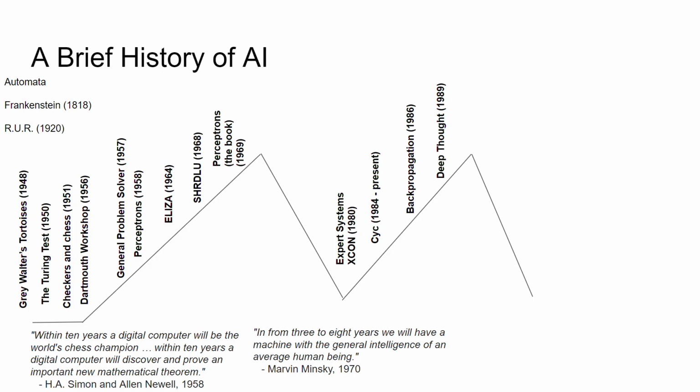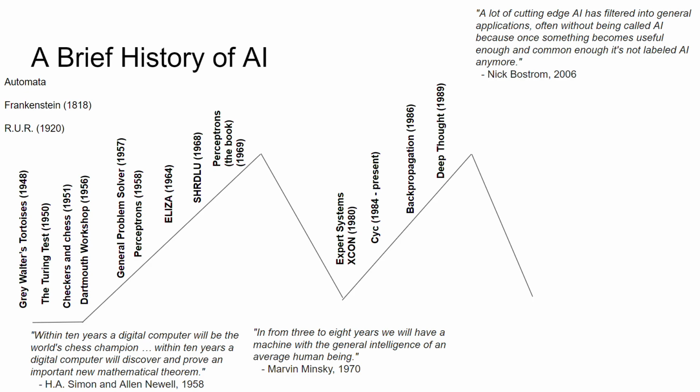Awesome. Then what happens? So this is a little bit more controversial, the way I've drawn that line down. One way to phrase it is this quote from Nick Bostrom in 2006, pointing out that a lot of cutting edge AI has filtered into general applications, often without being called AI, because once something becomes useful enough and common enough, we don't call it AI anymore. So there's a lot of techniques that are now being used in lots and lots of domains, and these expert systems are being used in lots of situations, but it's not a hot topic during this time. It's just something like, okay, we're using this as a tool.